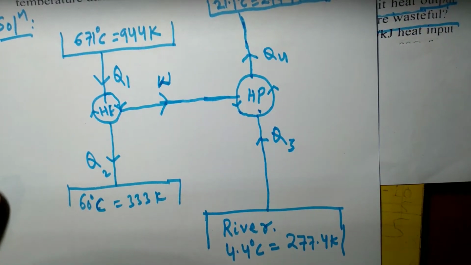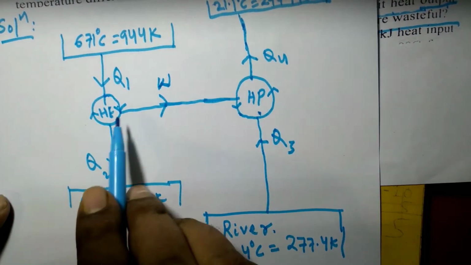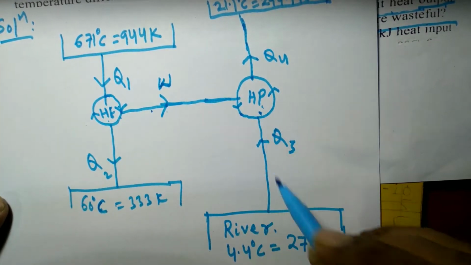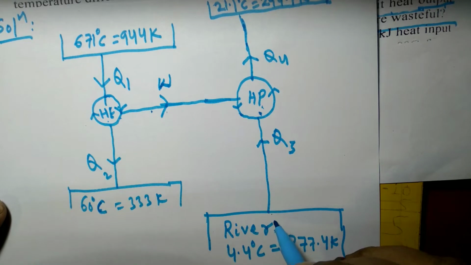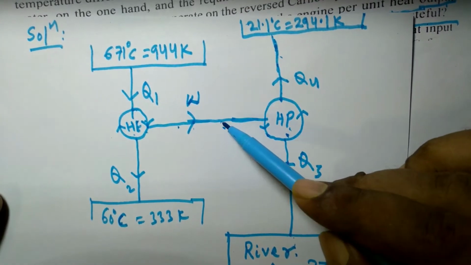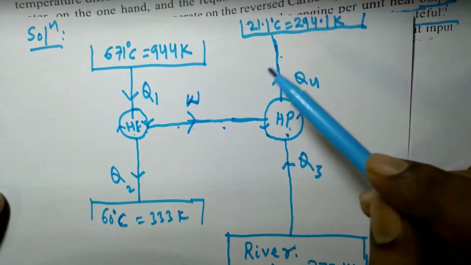294.1 Kelvin. So whatever work is produced by this heat engine drives this heat pump, and the heat pump transfers heat from low temperature to high temperature with the expenditure of this work that is given by the heat engine.